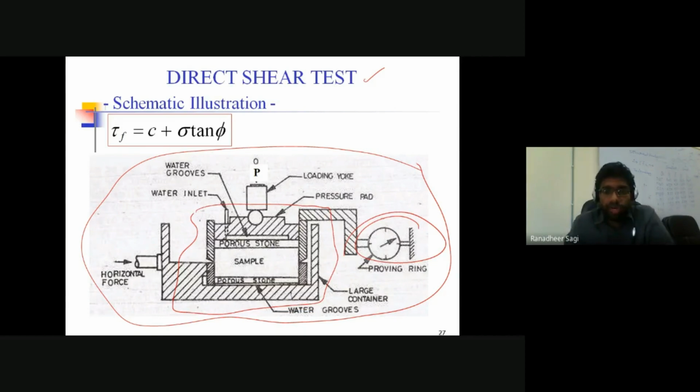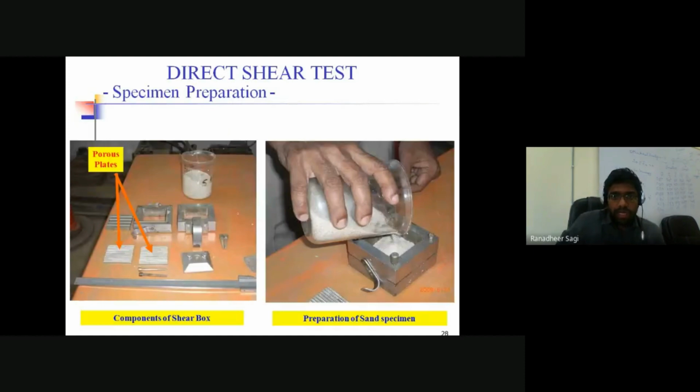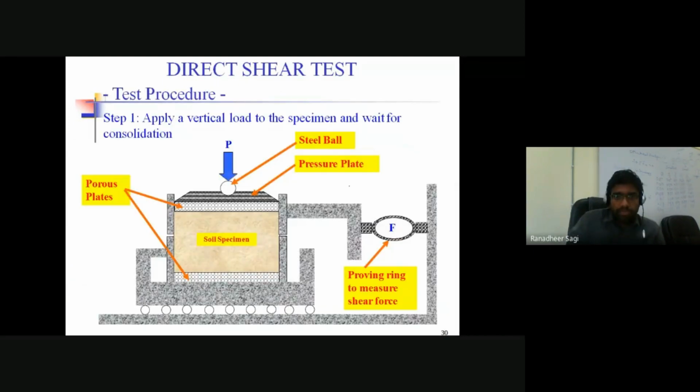So now, what are we looking at in the case of this direct shear box? What does this direct shear test setup contain, and how are we trying to perform the test? In this setup, whatever you could see here is what we call your direct shear box.